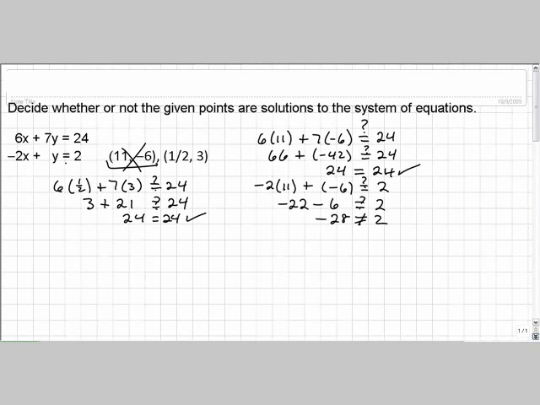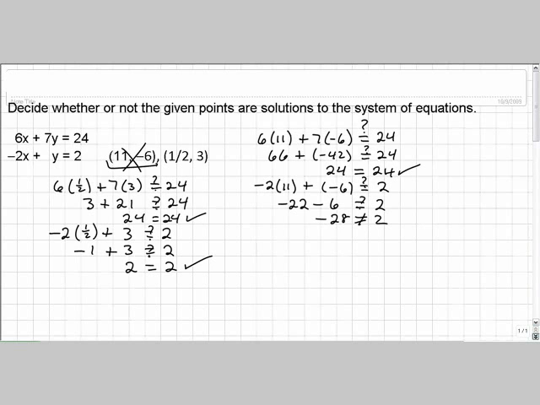Again, remember that we have to also check the second equation. So let's plug it in. -2, 1/2 in place of x, and 3 in place of y, and see if we get a true statement for this equation. So -2 times 1/2 is -1. -1 plus 3, does this equal 2? Well, -1 plus 3 is 2. 2 equals 2. This checks as well.